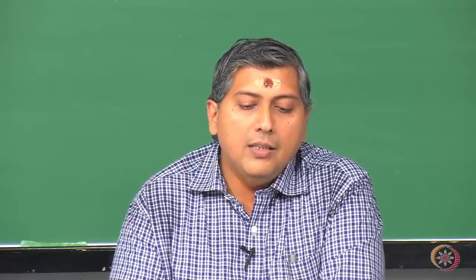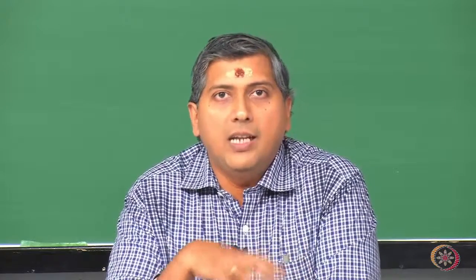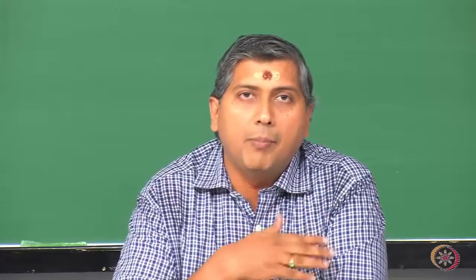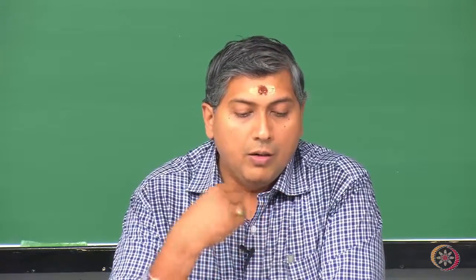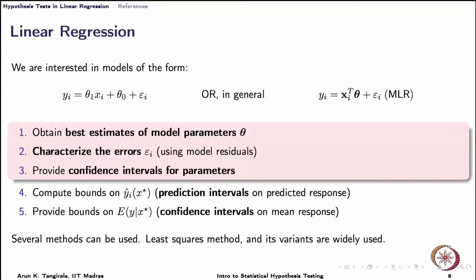And secondly, we assume that epsilon has a certain PDF, or maybe we try to learn from the residuals. Typically, you will see later on that we assume epsilon to be following a Gaussian distribution, but that is not required for obtaining the best estimates. Now, we will come to what we mean by best shortly. So, let us move on to the third subproblem of interest, which is in providing confidence intervals for the parameters.